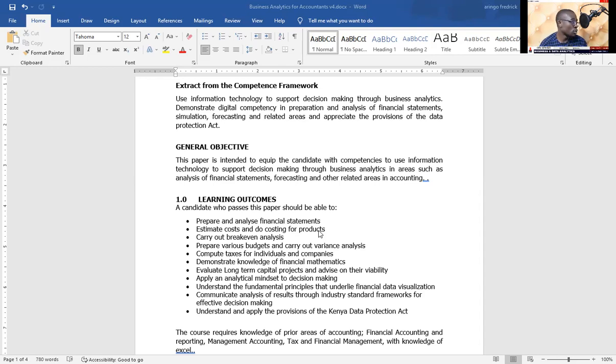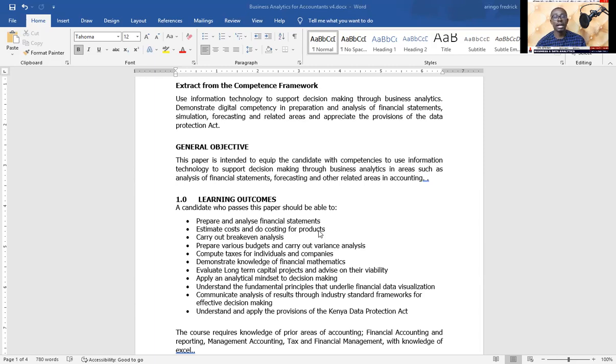We're also talking about the aspect of doing budgets and carrying out variance analysis. Any organization will be required to have budgets. And at this point, it is the duty of management accountants to analyze all these concepts. And that's why you'll find that practically, if you go to these organizations, many of them don't have management accountants.